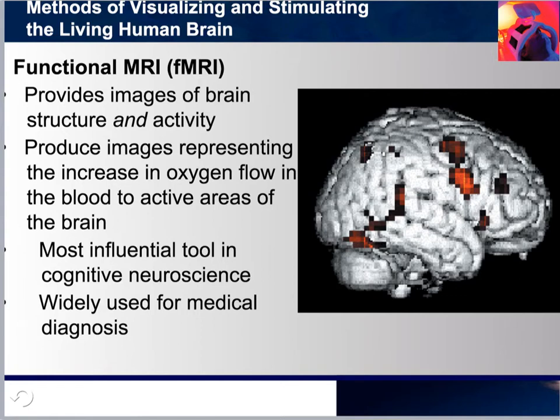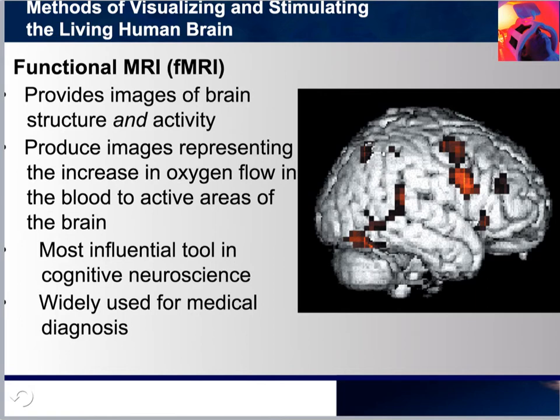fMRI is superior to a PET scan, and four of the advantages are that, one, it has nothing to do with being injected into the volunteer. Two, it provides both structural and functional information in the same image. Three, its spatial resolution is better. And four, it can be used to produce 3D images of activity over the entire brain.